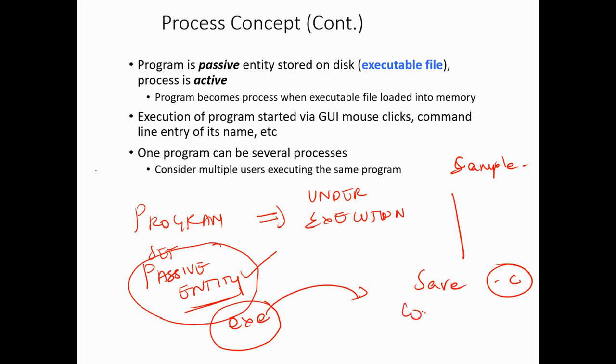Then you start compiling it and you start running it. So there are a series of steps you do for executing a C program. When this program comes into execution, we can say that it is a process. For executing a process, you need to know some GUI clicks and some command lines for compilation. For running, you need some command-line entry or commands to run the C code.